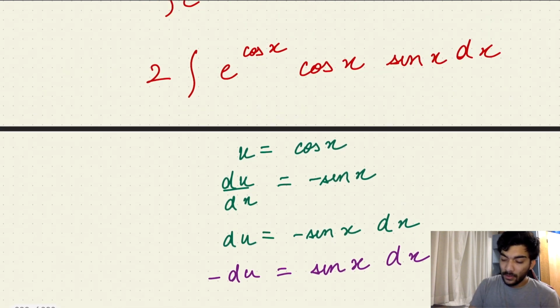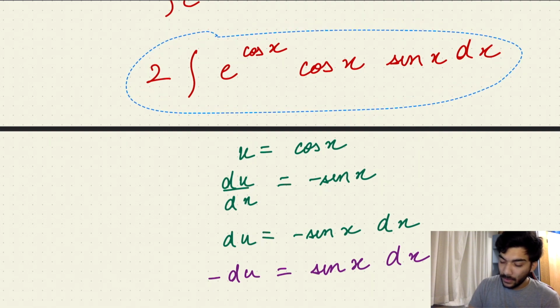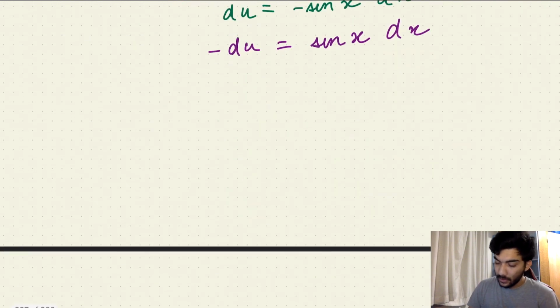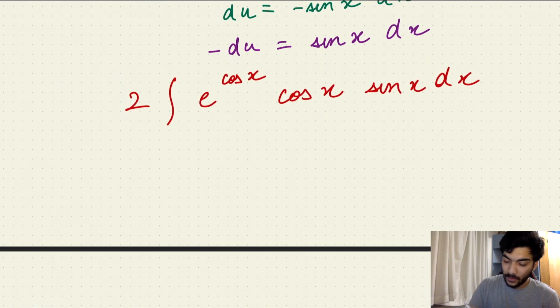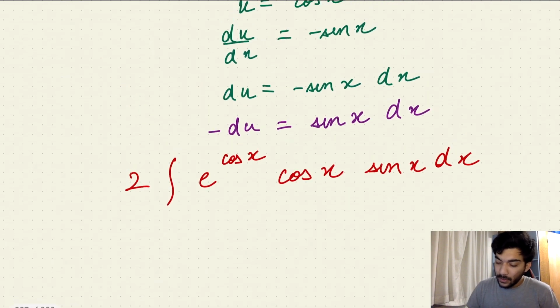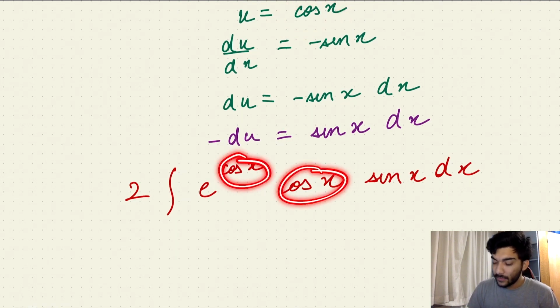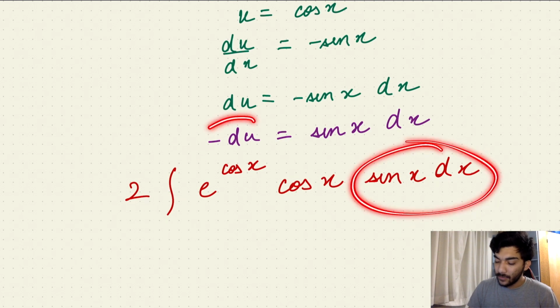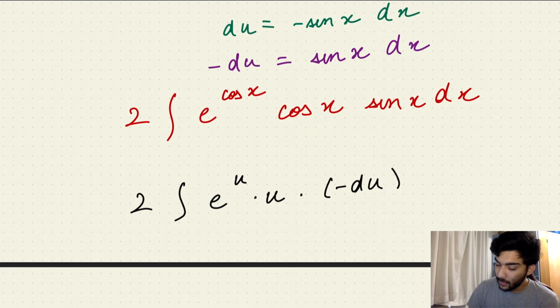And now let's change this integral expression over here. So I'll copy this expression down. We know that our u function is cos x, so we can change every occurrence of cos x with u, and sine x dx will be changed to minus du in this case, right? So it would become 2 times the integral of e to the power u times minus du over here, right?